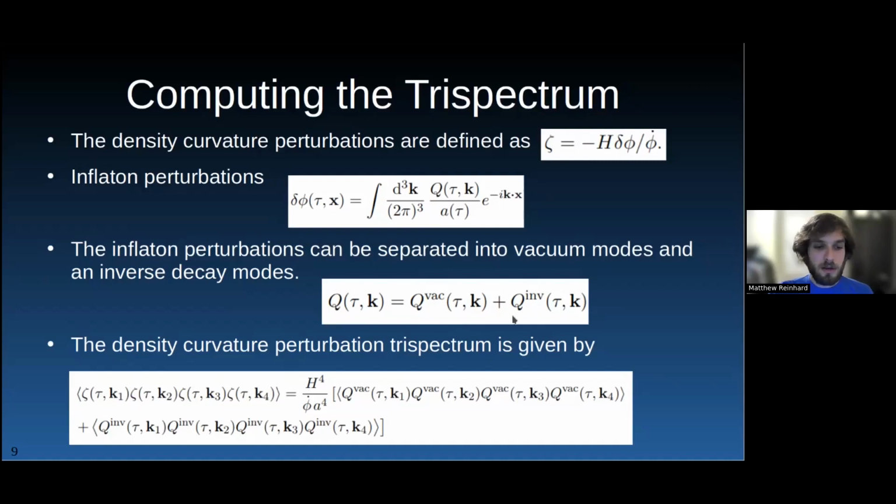So we can actually write our trispectrum as two different 4-point functions, one due to the contribution of vacuum fluctuations, and the other due to the contribution of this inverse decay mechanism. And since this inverse decay is sourced by this interaction between the gauge quanta and the axions, this is what's going to be producing a parity-violating signal, this second term here. So this is what we'll be focusing on.